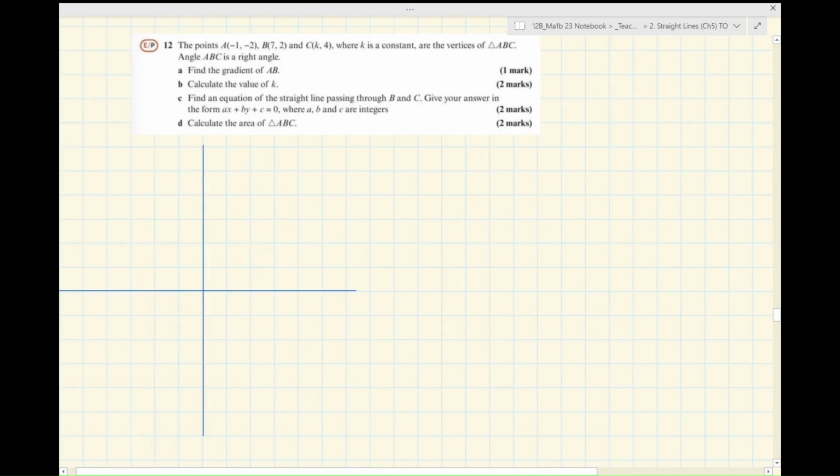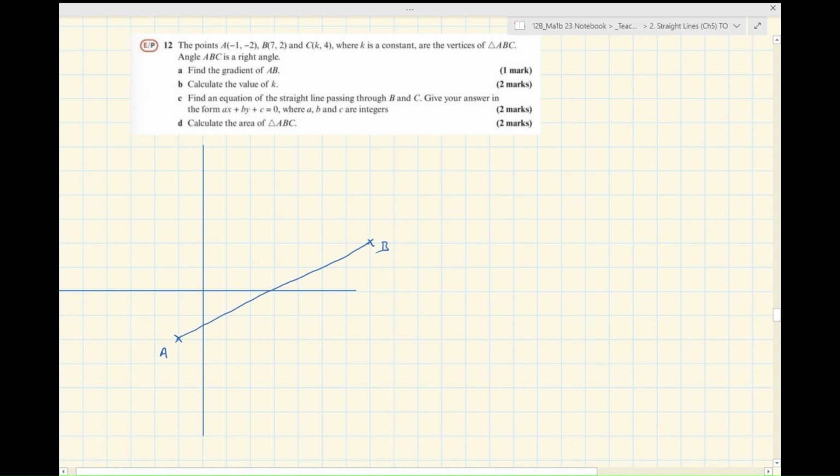Right, let's start by drawing a diagram so we can understand what's going on here. We've got A at -1, -2. There we go, there's A. We've got B at 7, 2. There's B. Okay, so here's the line AB.